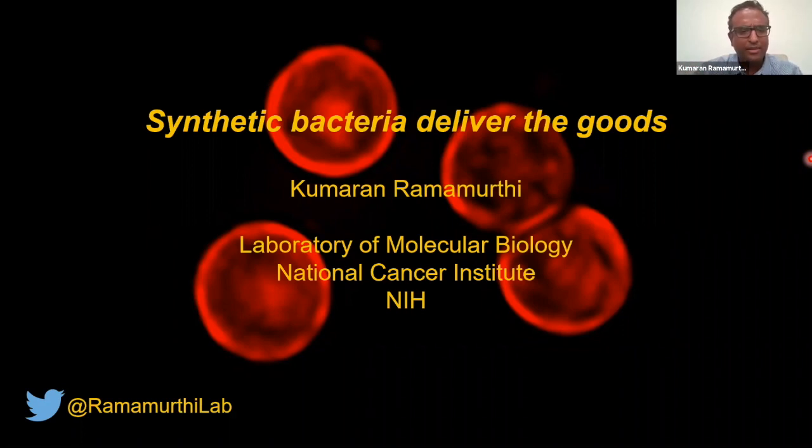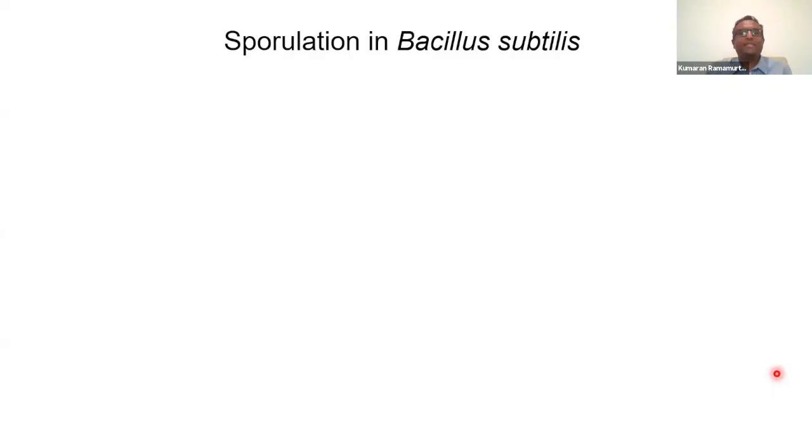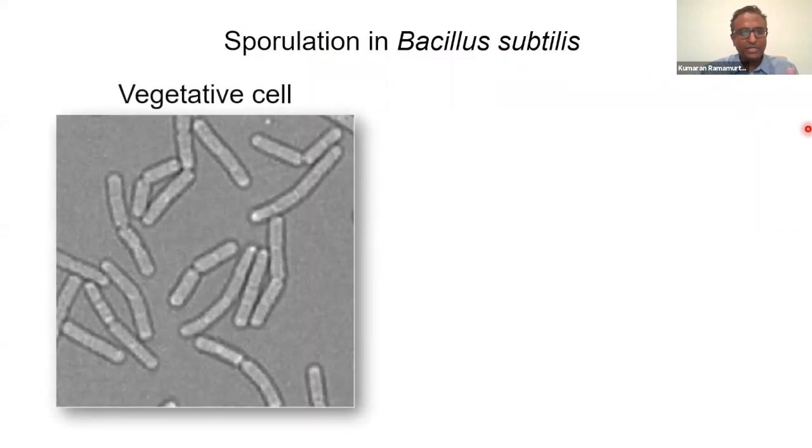The bacterial cell that we want to build is not a regular old cell. It's a specialized cell type called a bacterial spore. It's formally called an endospore, but I'm just going to call this a spore for simplicity today. This process of spore formation is called sporulation, and we studied this, as Sean mentioned, in this model organism called Bacillus subtilis.